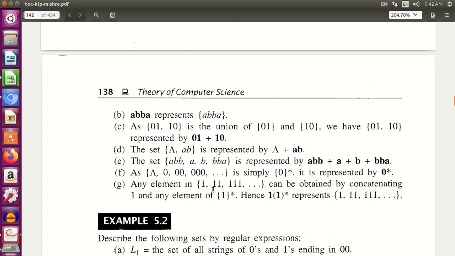So anywhere if you get a language like this or a set like this where it starts with at least a single occurrence of the symbol, then in the corresponding regular expression you have to write the symbol followed by the star of the symbol, which I used to write as 1 plus. We do not use that plus symbol over here for positive closure. Instead, it is written or represented in this form. Okay.